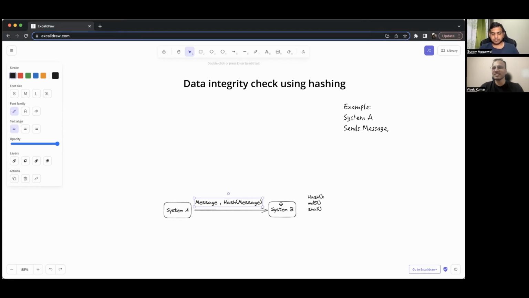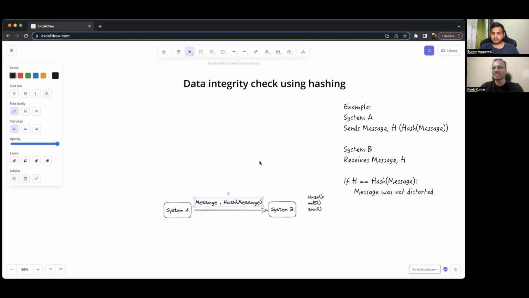Now what system B is going to do is take the message which it has received, regenerate the hash of that message, and compare it with the hash which was received. If the hash which was received matches the generated hash, then system B knows that the message which it has received was not distorted in between, and then it can consume the message.